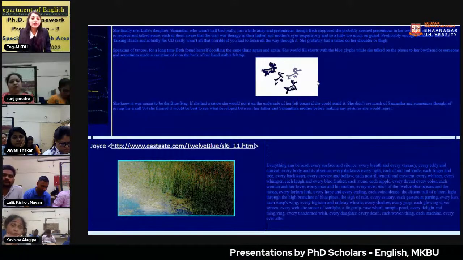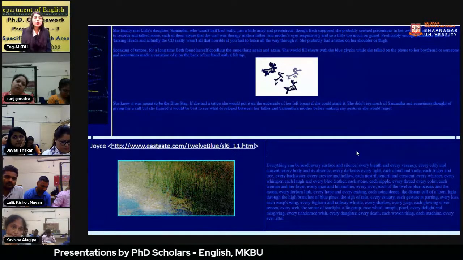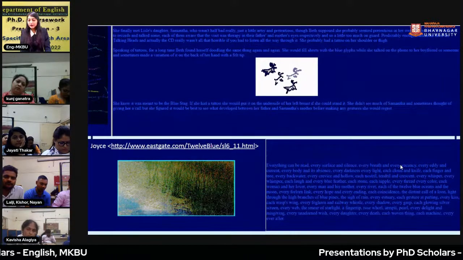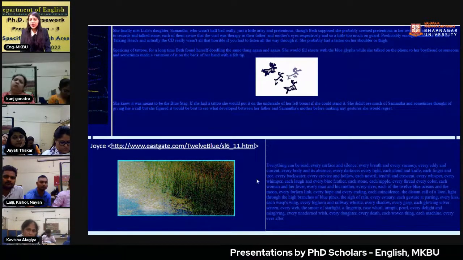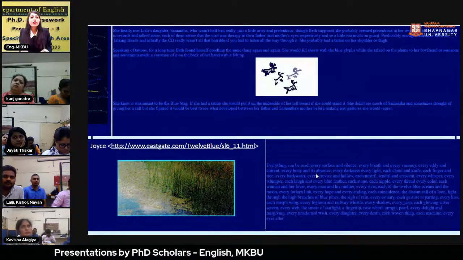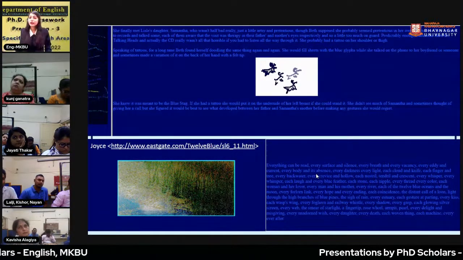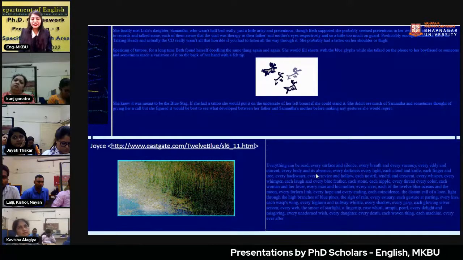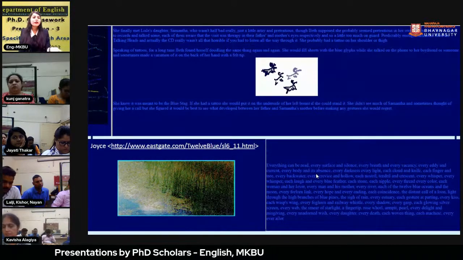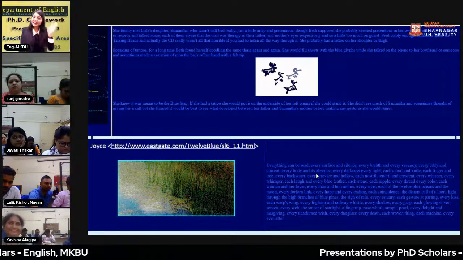Here you are given pictures, you have to click on a picture and you will jump to another link. "Everything can be read, every surface and silence, every breath and every vacancy, every eddy and current, every body in its absence." So here what the author is trying to say is that there is the possibility of reading each and everything when it comes to electronic literature. So sometimes we feel like, what to read from this thing? How can we interpret meaning from this thing? Here the role of the author comes, that it can be read.